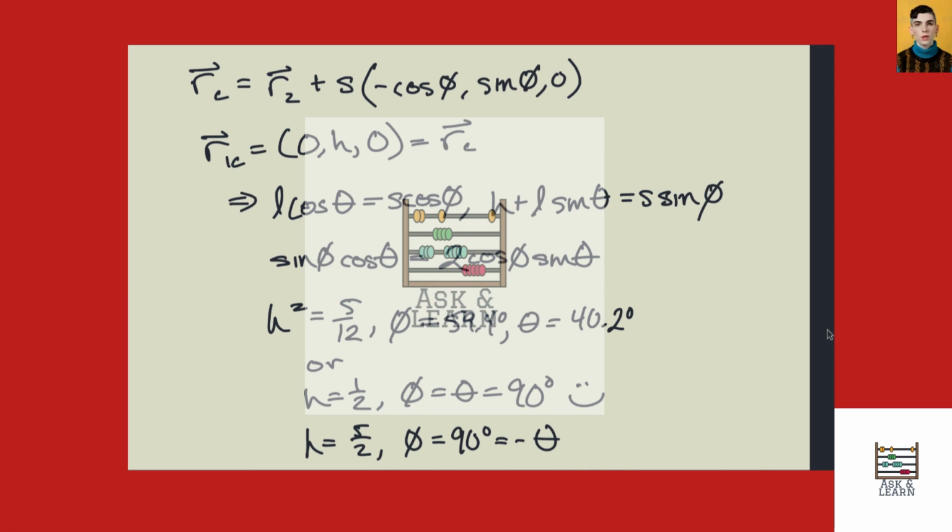Once you have that, you basically have 3 equations and 3 unknowns, and then you can get phi and theta, and it turns out phi is 59.4 degrees and theta is 40.2 degrees.